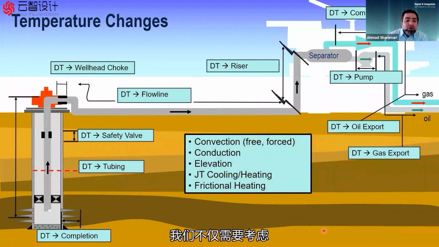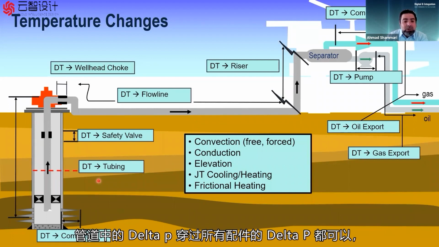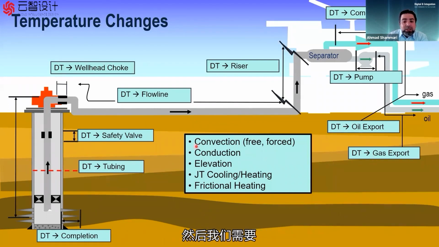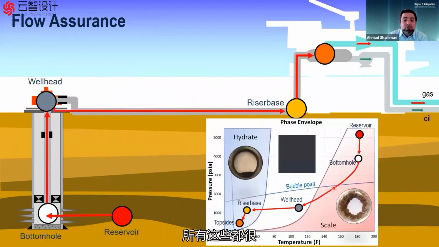Now, we also need to consider not only the pressure drop, but also the temperature drop. This is important because, as you know, the fluid hydrocarbon properties such as viscosity, density, Reynolds number, all these parameters are also affected by the temperature. So we will need to take into consideration the temperature in the delta P in the tubing, delta P across all the fittings. And then we need to consider the convection heat transfer, the conduction heat transfer, the Joule-Thomson effect, and so on and so on. All that is important.